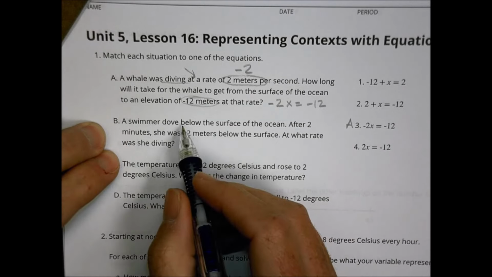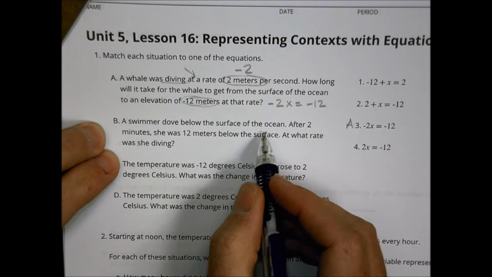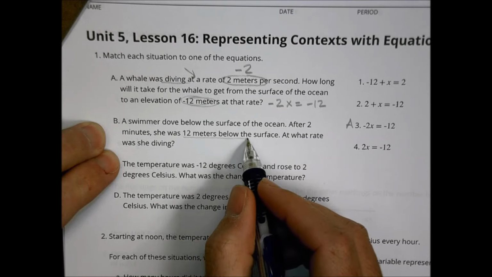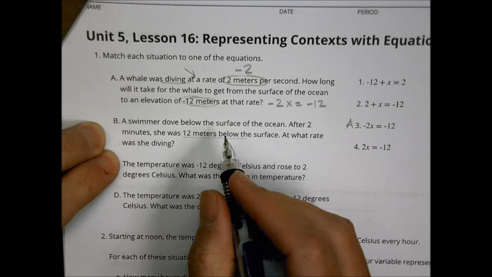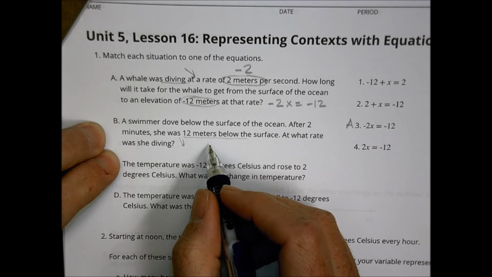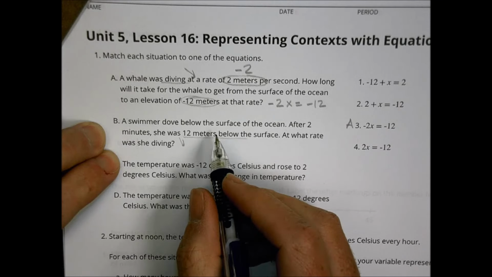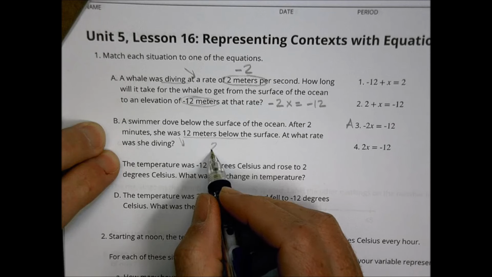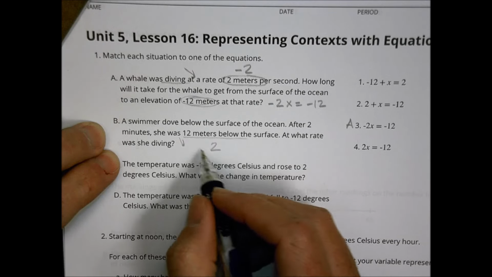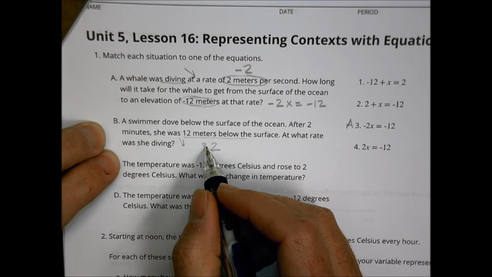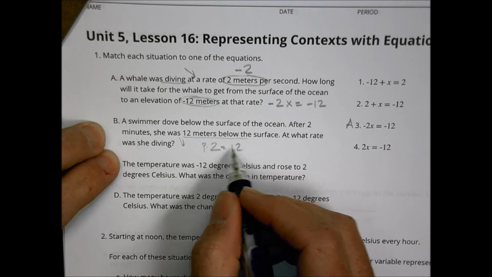Okay. It says the swimmer dove below the surface of the ocean. After 2 minutes, she was 12 meters below the surface. At what rate was she diving? Okay, so the swimmer's going down here. We don't know the rate at which she's going. What we know is that she's going at some rate after 2 minutes. So in this case, our rate is what we don't know, right? There's some rate that we don't know about. So that's our unknown rate for 2 minutes gets her to 12.